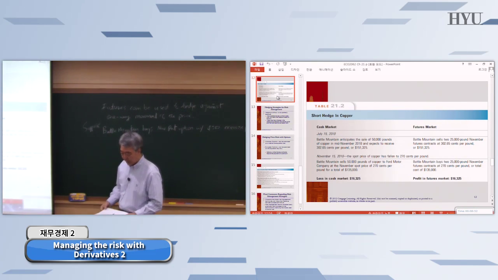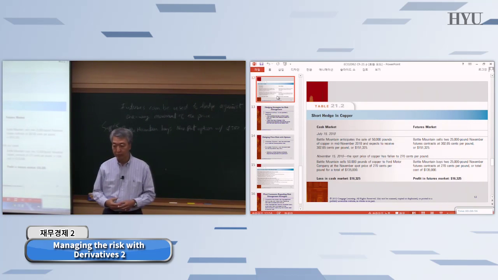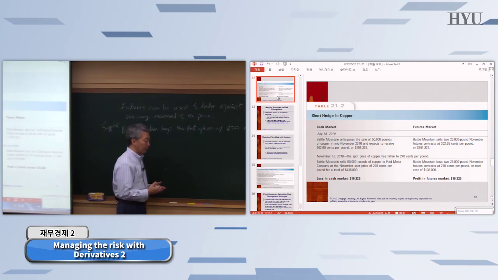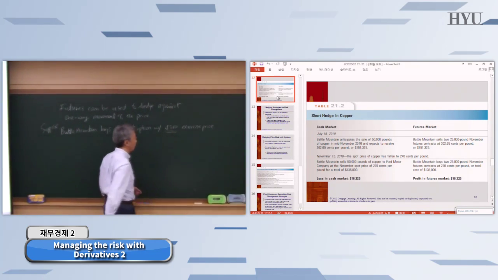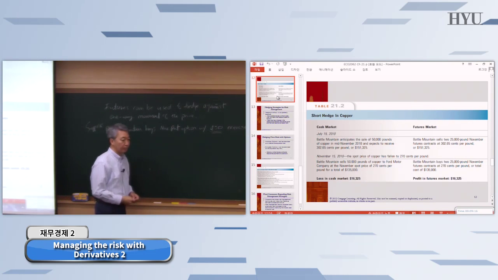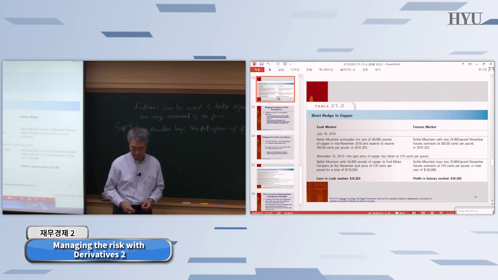So what's the put option? Remember the concept of put option. Put option gives you the right to what? Buy or sell? Sell, right? The put option gives you the right to sell the amount, copper in this case, at a certain price, 300 cents. So you are guaranteed to receive 300 cents per pound of copper.